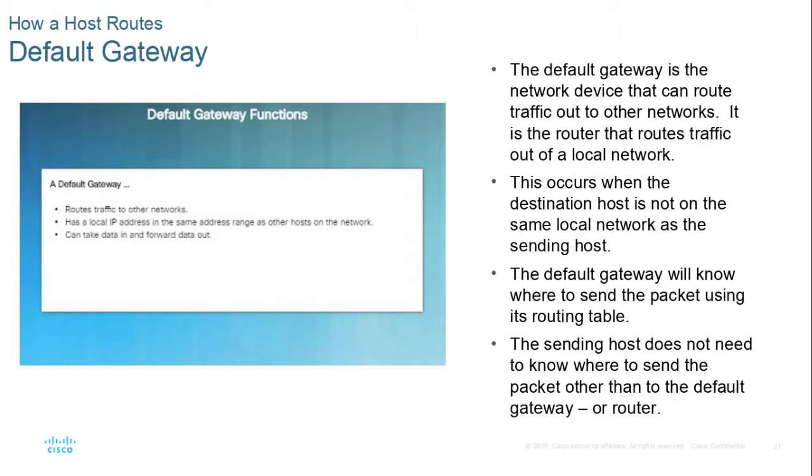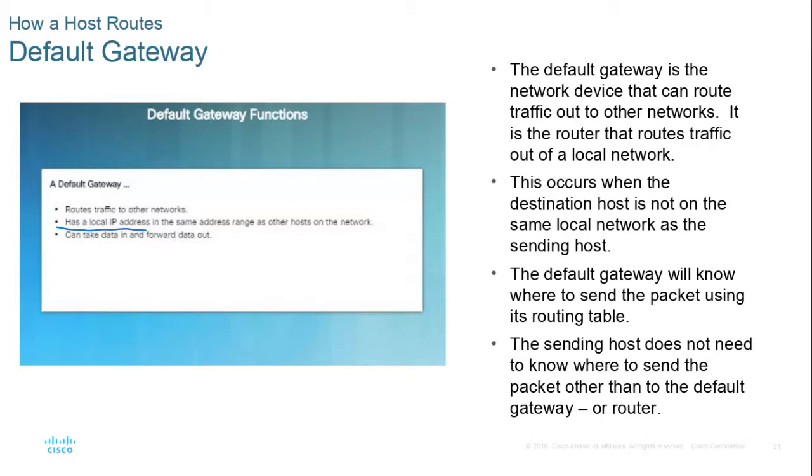knows how to get to all the other networks. They route traffic to other networks. They have to have a local IP. The second point is kind of important here. The router has to have an IP and network address with the same prefix as all the devices on that network, because those other devices need to be able to talk to them directly.